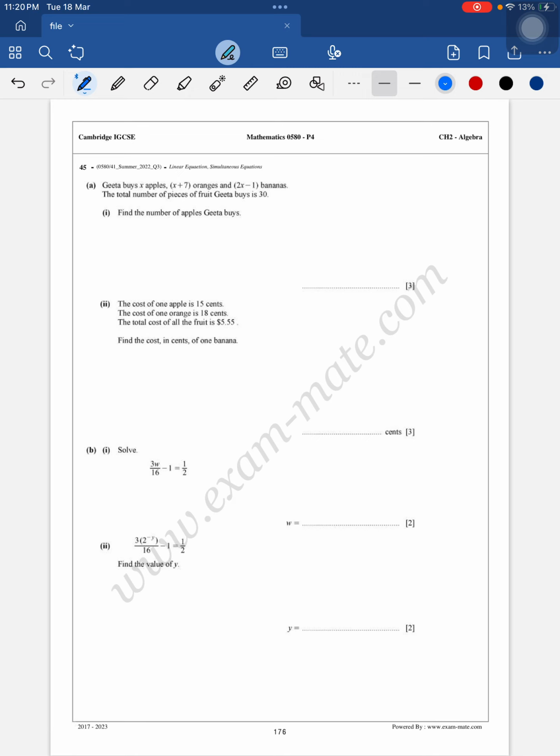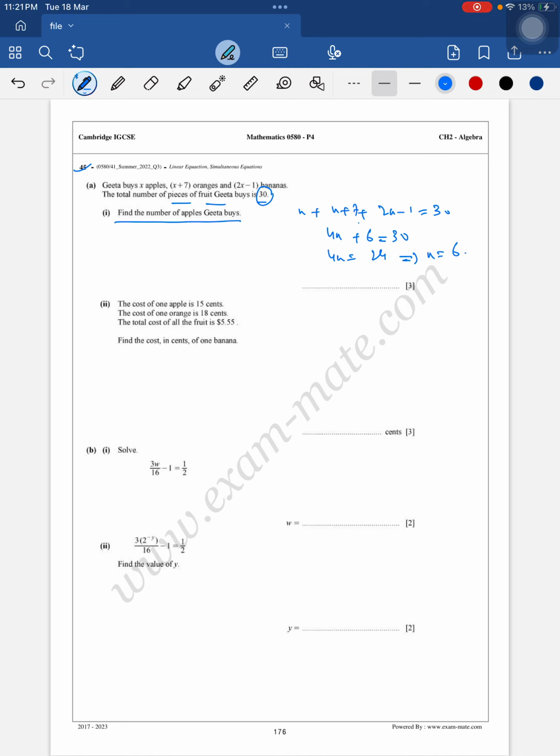The last part in this video, question number 45. Geeta buys x apples, x plus 7 oranges, and 2x minus 1 bananas. The total number of pieces of fruit Geeta buys is 30. Find the number of apples Geeta buys. So the total number of fruits is 30. So x plus 7 oranges plus 2x minus 1 bananas is equal to 30. So x plus 2x plus x is 4x, 7 minus 1 is 6, equal to 30. So 4x is equal to 30 minus 6, which is 24, which implies that x is equal to 6.